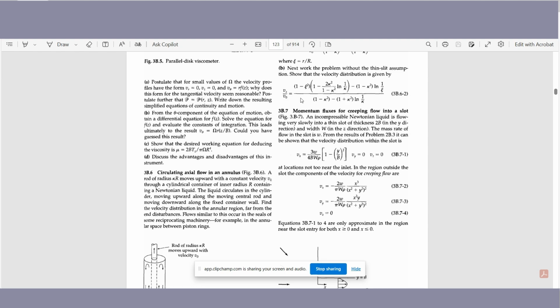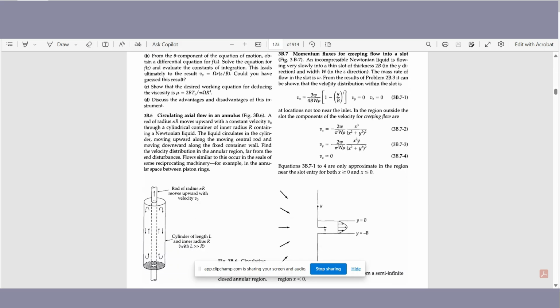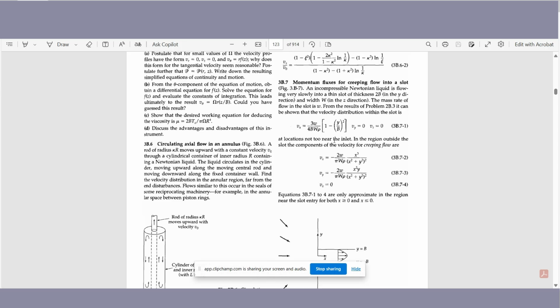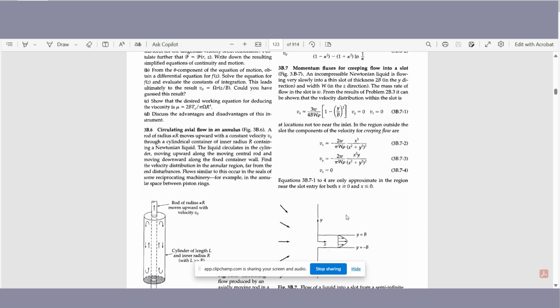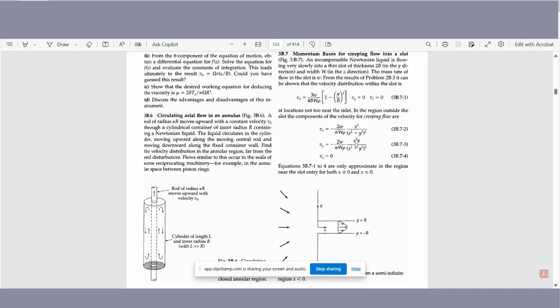All right, this is a walkthrough of problem 3B.7, momentum, fluxes, and creeping flow in a slot. Basically it gives you these equations, and there's just a bunch of individual problems. These equations here are just for this region here, and these equations are for this region around here.